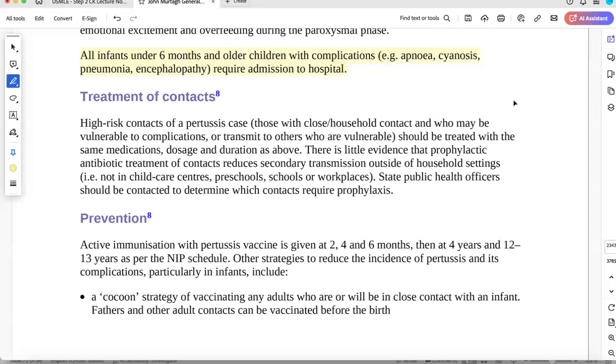Now, the contact treatment is very tricky, and it has recently been changed. Previously, we used to give antibiotics to all the contacts, but nowadays, it's only if there is a high risk contact, then we would treat it. So who are high risk contacts? Those who are vulnerable.